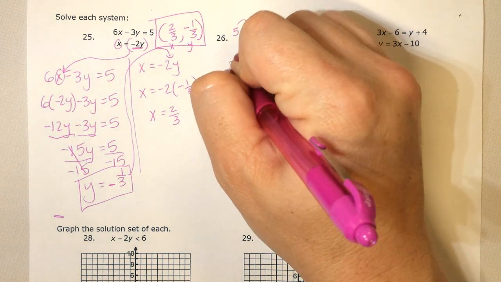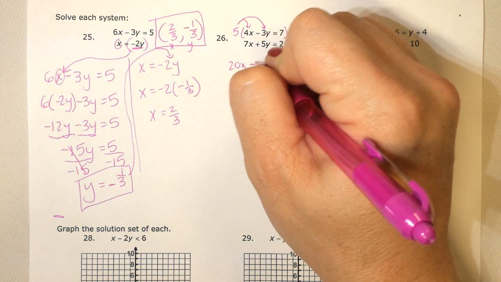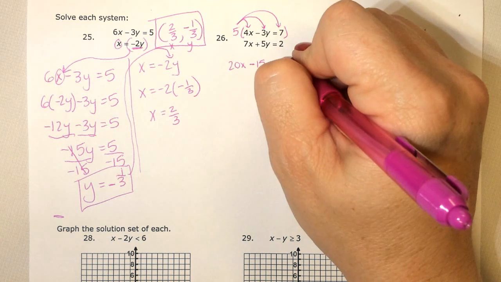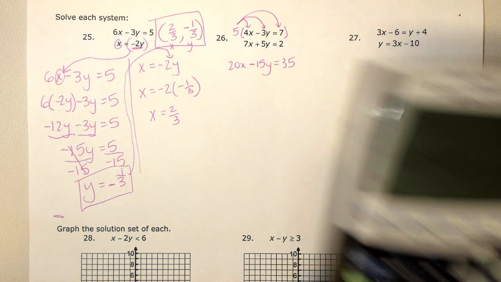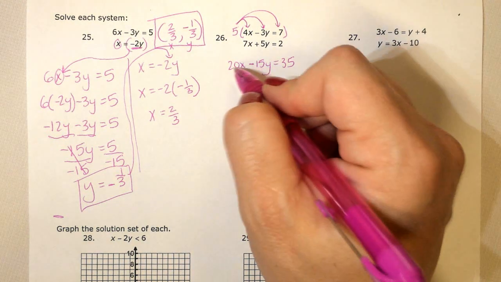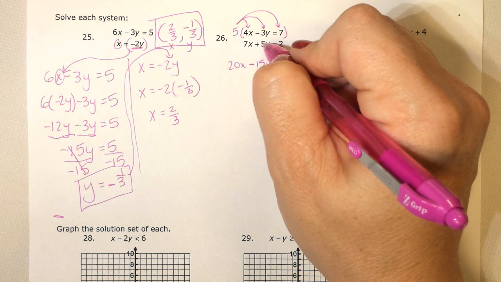5 times 4x is 20x. 5 times negative 3y is negative 15y. And then 5 times 7 is 35, I believe. Why am I second guessing myself? 5 times 7. Yes, I was right. Okay, so there's my first equation. I'm trying to cancel my y's. So I need this equation to have a positive 15y to cancel.